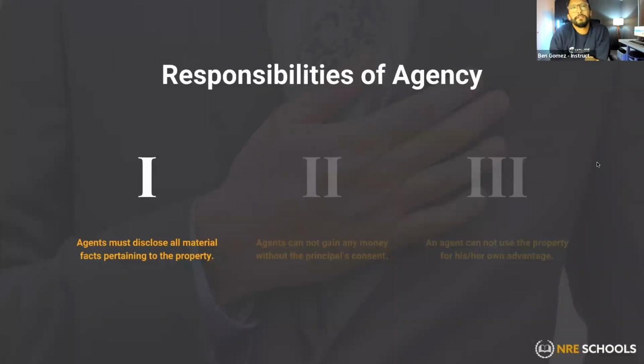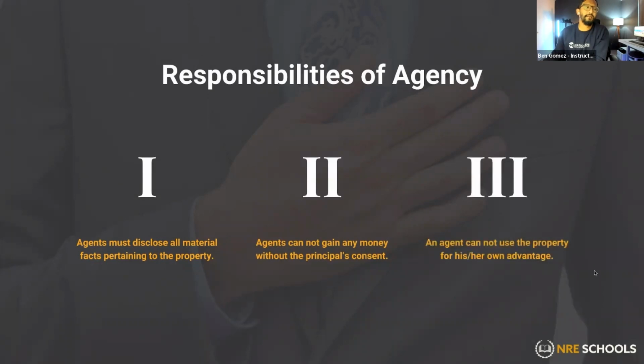So the three responsibilities of agency, again, disclose all material facts pertaining to the property. Again, no secret profit. Agents cannot gain money without the principal's consent. And number three, the agent cannot use the property for his or her own advantage.